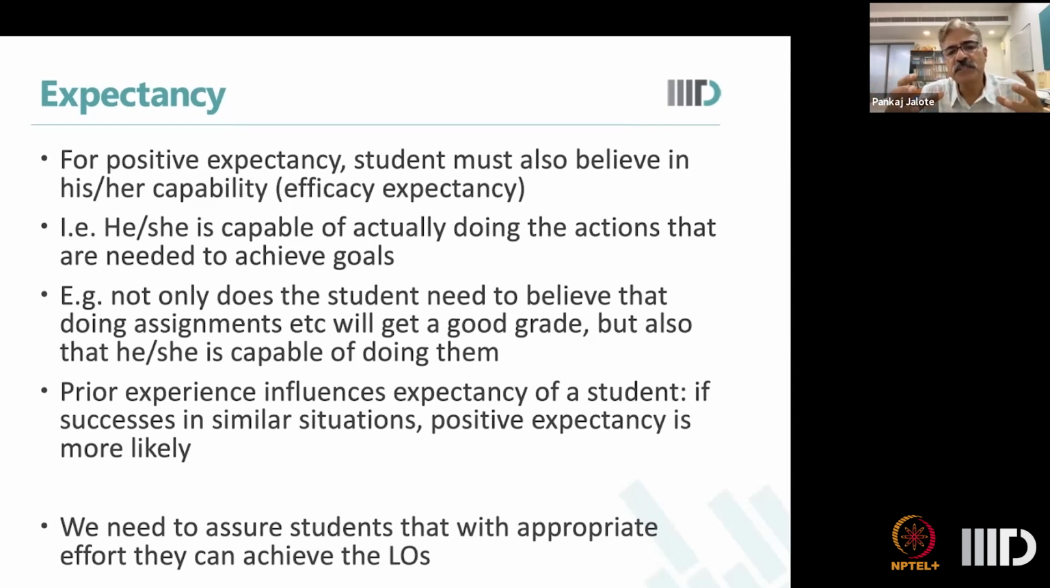Prior experience also influences expectancy. If the student has always been told in school, oh, hey, you're dumb, you cannot do it, etc., perhaps the positive expectancy is hard for the student to come back. So expectancy is really the student's belief in whether he or she can do it. So this is, as I said, somewhat beyond the realm of us teachers.